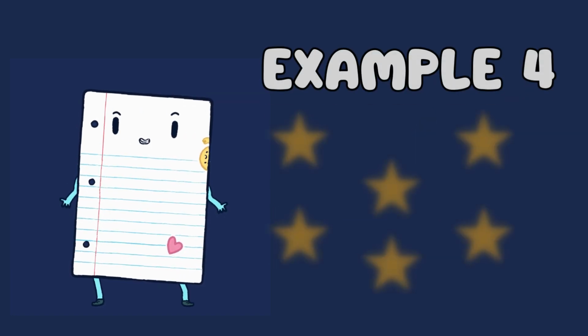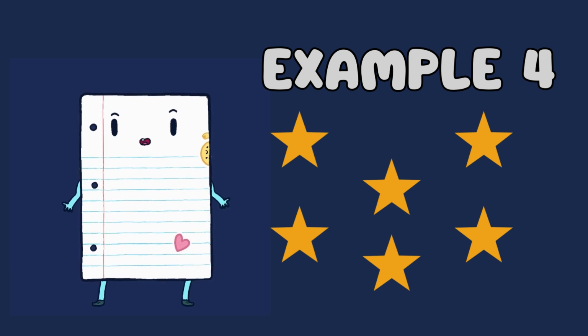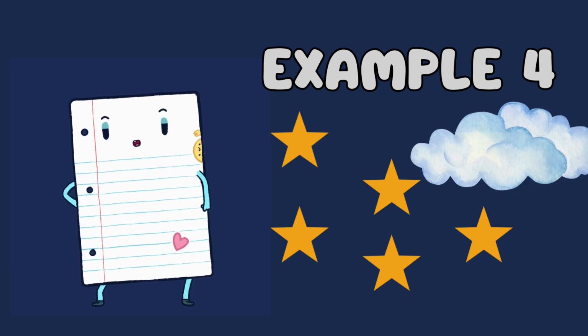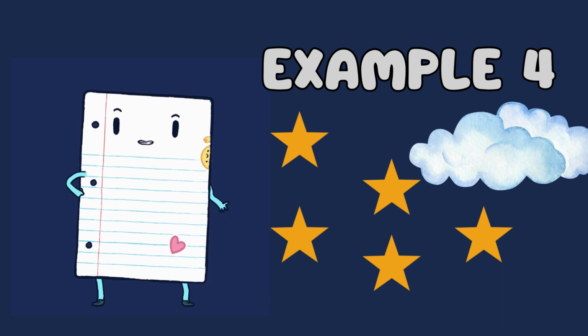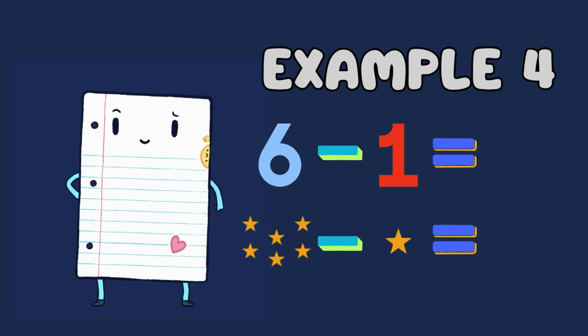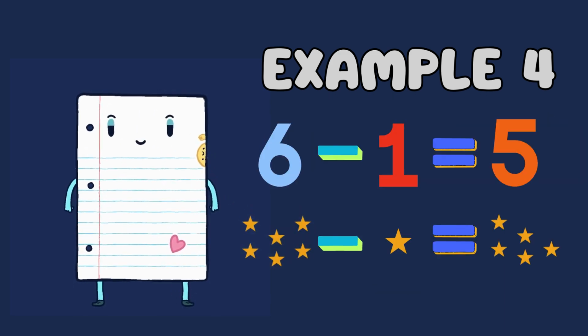Example 4. I see 6 stars in the sky, but 1 star disappears behind the clouds. How many stars are left? 6 minus 1 is equal to 5.